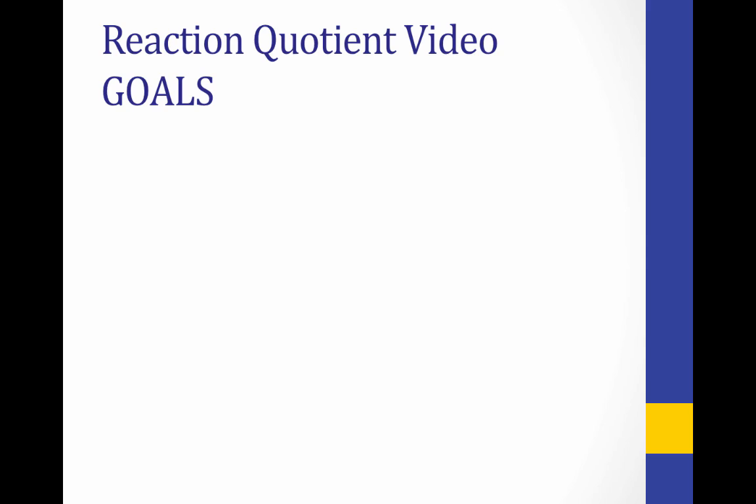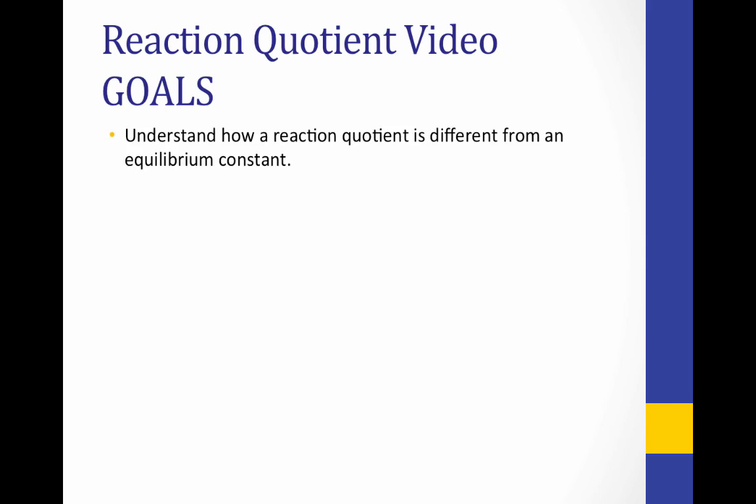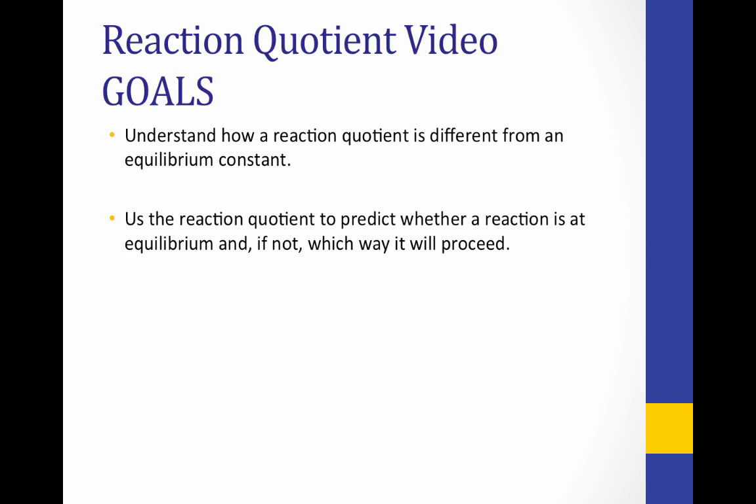Let's review our goals. First, we looked at how the reaction quotient is different from the equilibrium constant. Q, the reaction quotient, is calculated using current conditions, where the equilibrium constant, K, is calculated using equilibrium conditions. Then we learned how to use the reaction quotient to predict whether a reaction is at equilibrium, and if not, which way it will proceed.